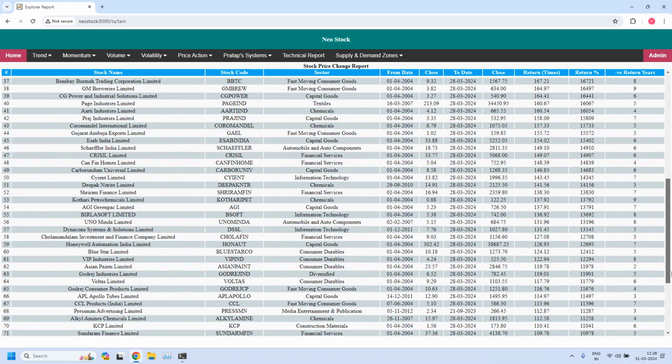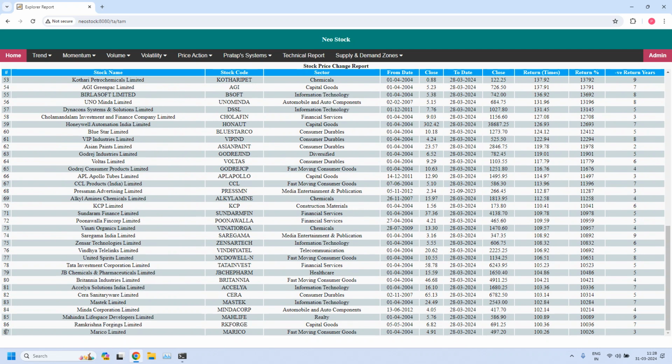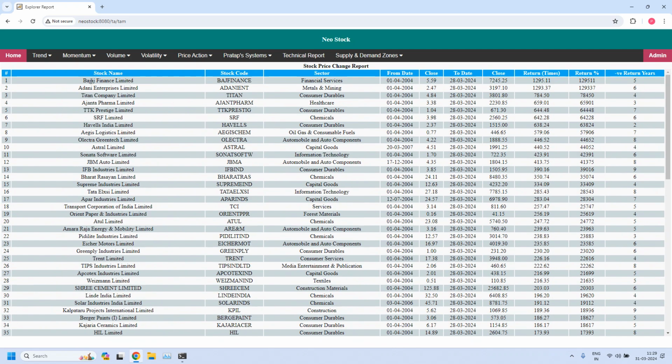So in total, how many stocks? 87 stocks are filtered. That means if you would have invested 1 lakh rupees in any of these stocks exactly 20 years back, today you would have become a Crorepati. Minimum 100 times they have given. See here, all the stocks in this report have given minimum 100 times: 102, 104, 137 times. See the number one stock in this list, that is Bajaj Finance. Bajaj Finance has given 1295 times return.